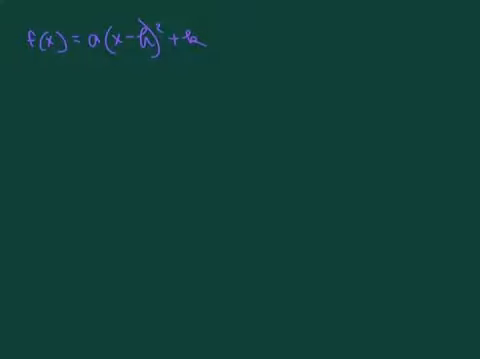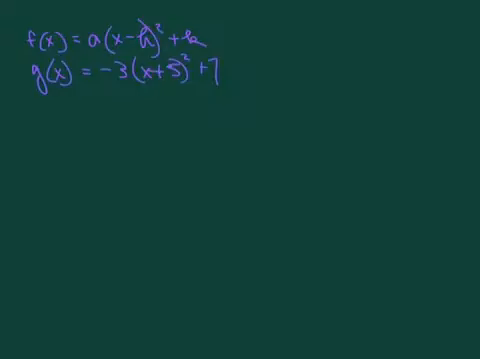Now let's actually come up with one. Let's do g of x equals negative 3 times the quantity x plus 5 quantity squared plus 7. Okay, so there's an equation written in this form. So let's see what kind of information we can get out of this.